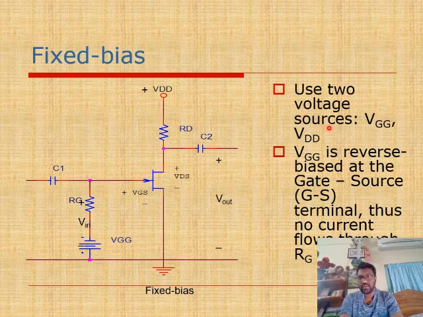So here two voltage sources are being used. One is VGG and another is VDD. VGG is reverse bias at the gate to source terminal, thus no current will flow through RG. So no current will flow through RG. So that's why here the JFET is called a voltage control device, not current control device.